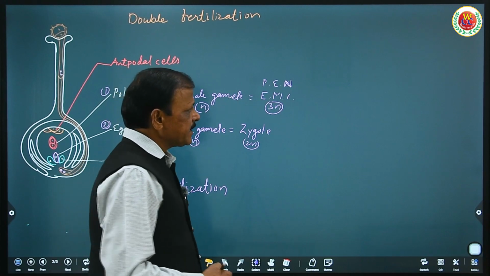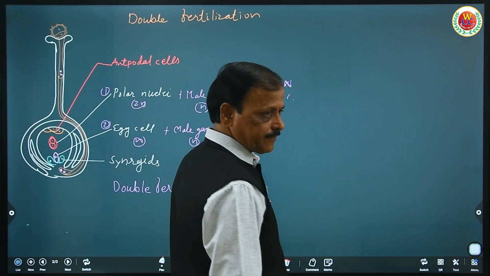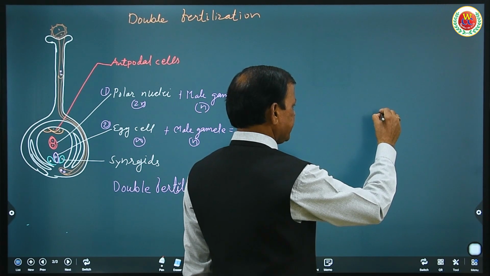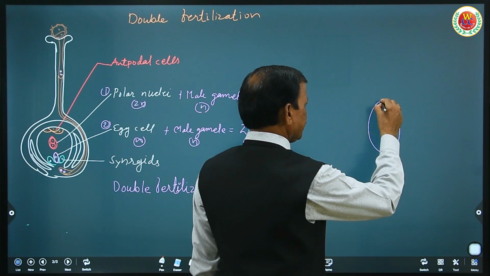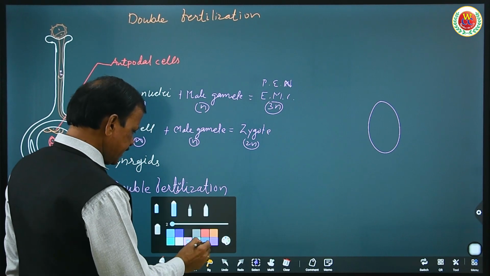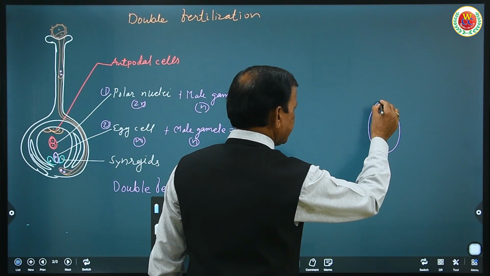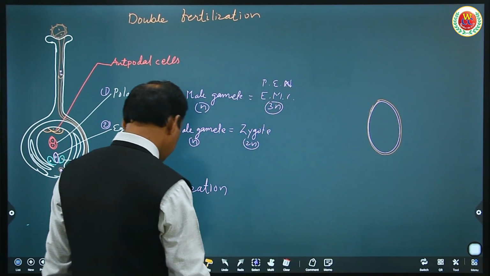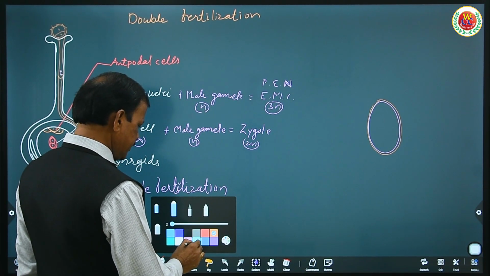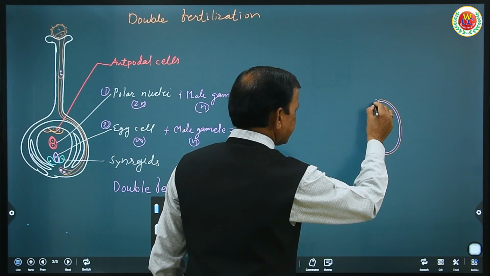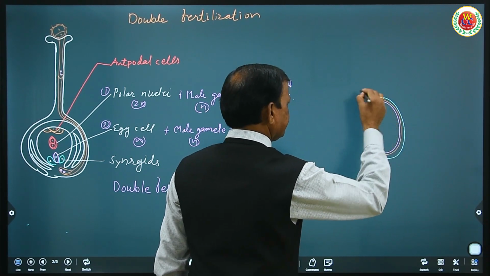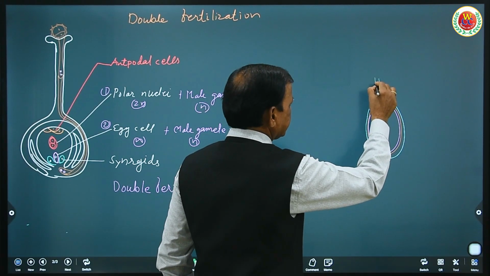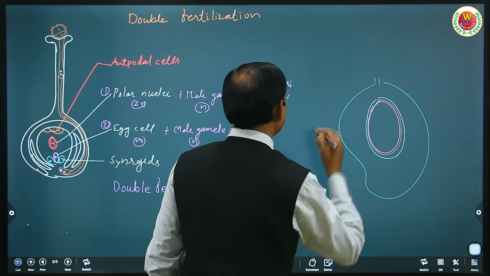Now, what are the post-fertilization changes? As we know that every flowering plant has seed with testa and tegmen. Suppose inner layer called tegmen and outer one is known as testa. Yes, and this is inside the fruit.